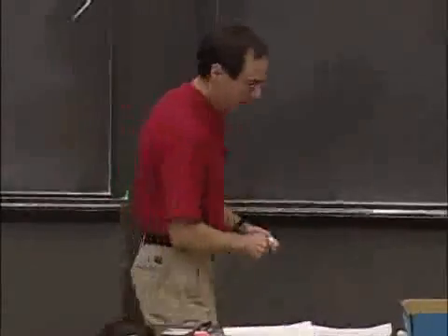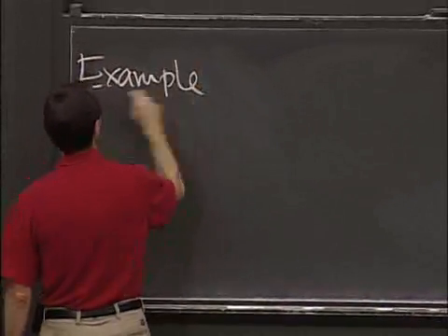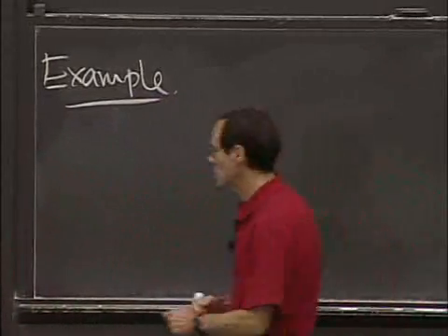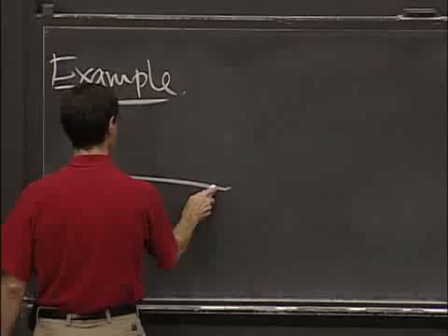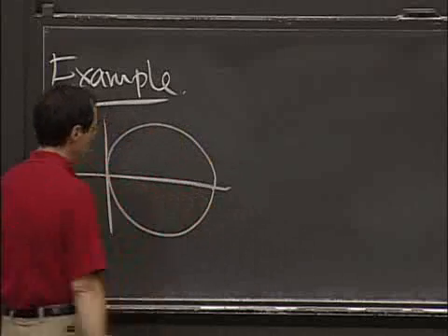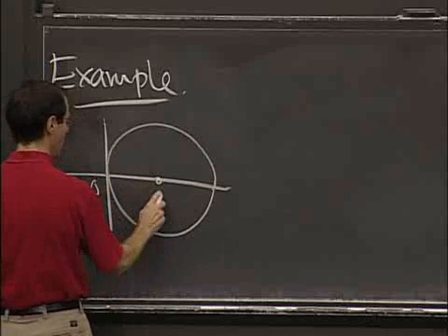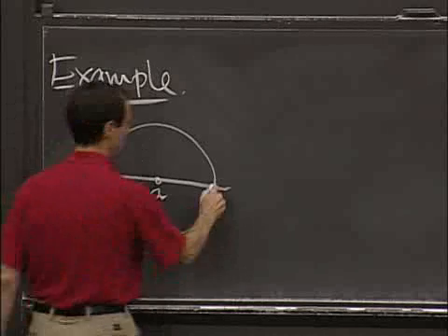All right, so let's deal with an example. We'll switch over from a football to a soccer ball. I'm going to take a circle, and we'll say it has radius a. So this is 0, and this is a. And I'm putting it in this particular spot for a reason.